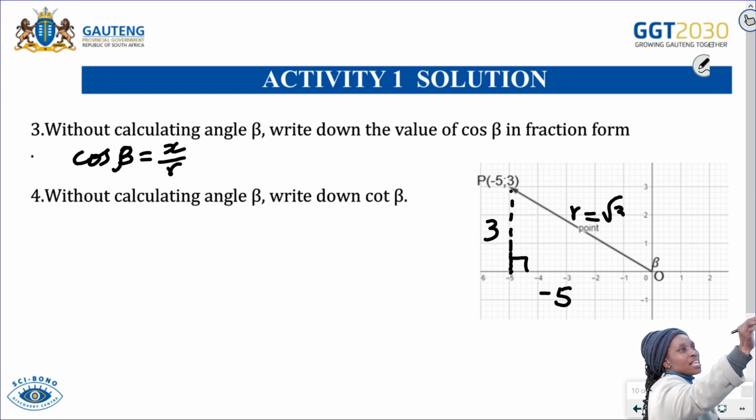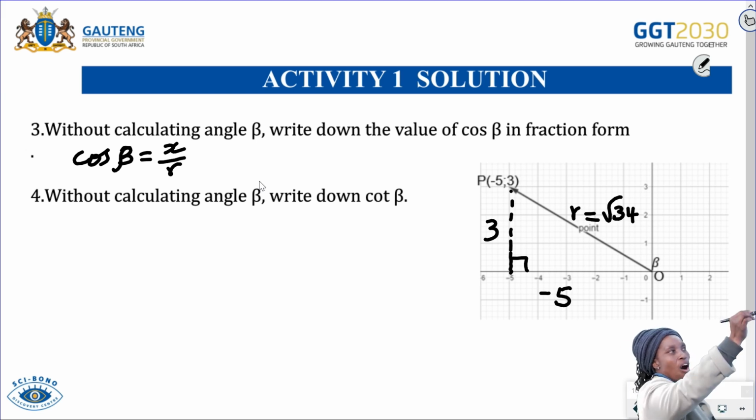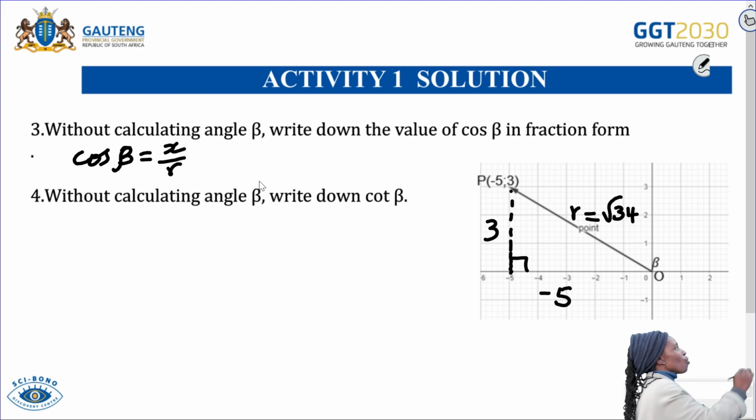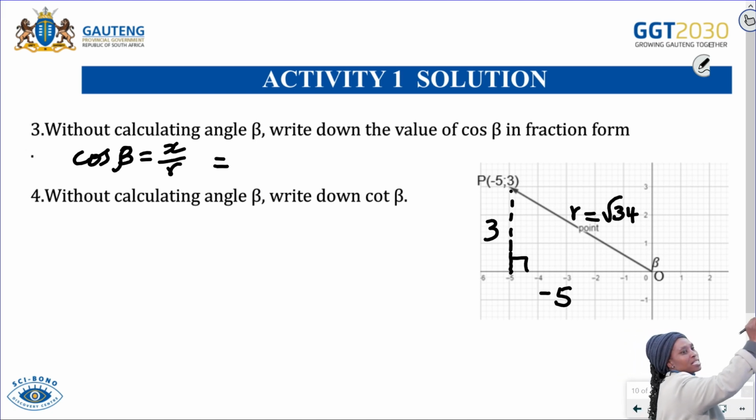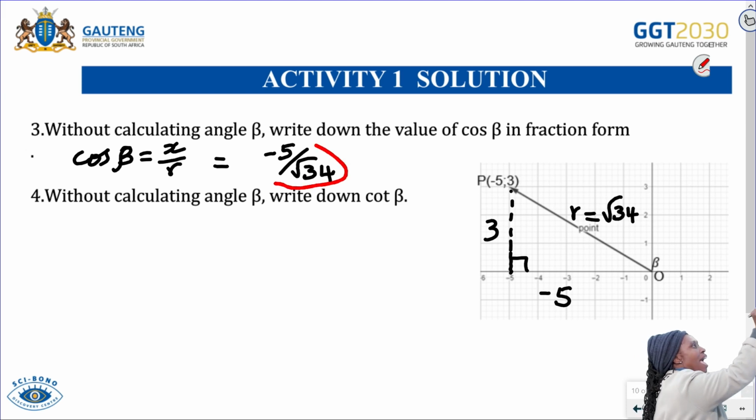So cos is a ratio which involves my x over my r. So x over r, my x is -5 over square root 34. You can see that my cos beta is going to give me -5 over square root 34. And you can see that it is a negative value. It gives me a negative value because when you are dividing a negative by a positive, it gives you a negative.